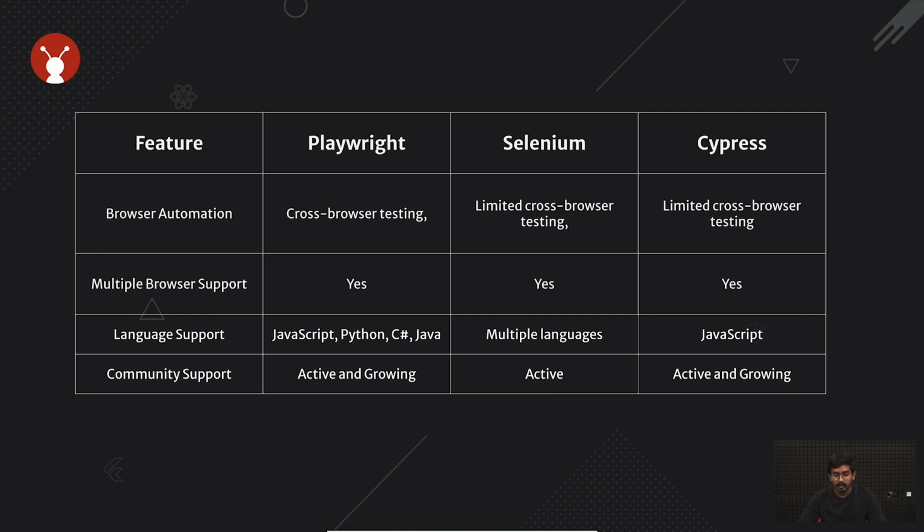Considering multi-browser support, all three automation tools support multiple browsers, but in Selenium, you need to give each and every driver instance separately, one of the major limitations. And Cypress supports only Chromium and Electron. Coming to language support, Playwright and Selenium support multiple languages such as JavaScript, Python, Java and .NET. But Cypress only supports two languages, JavaScript and TypeScript, which is the major limitation in Cypress.